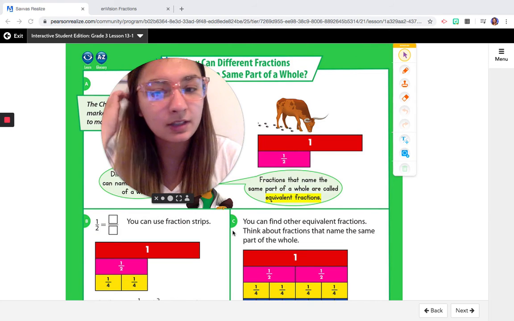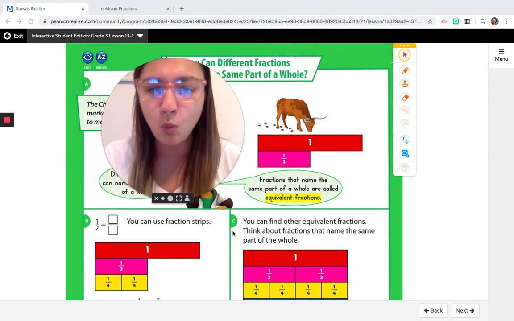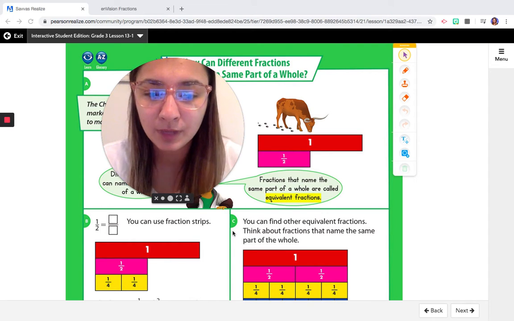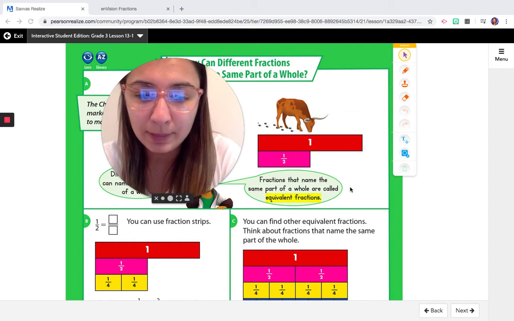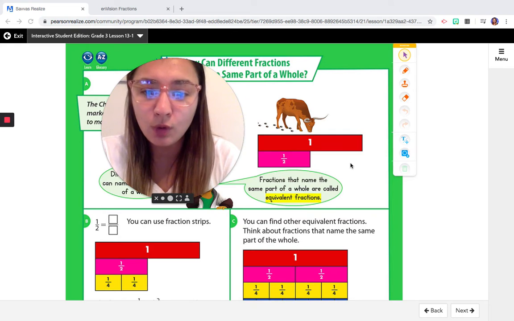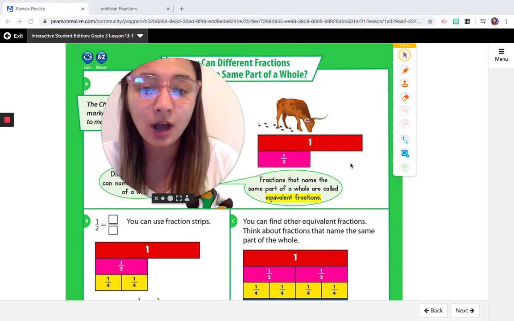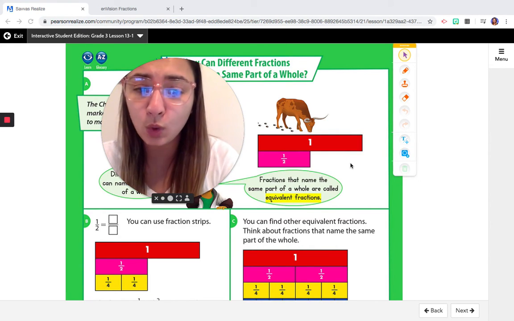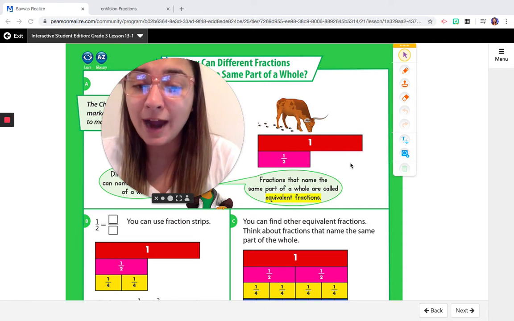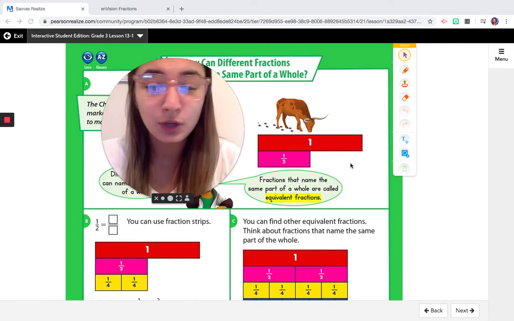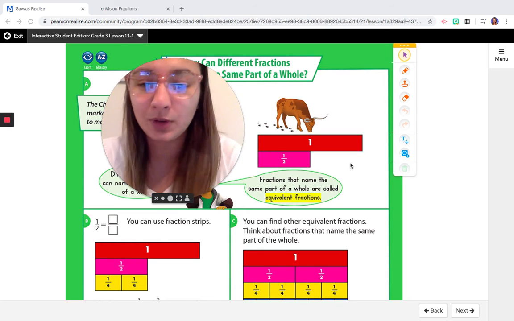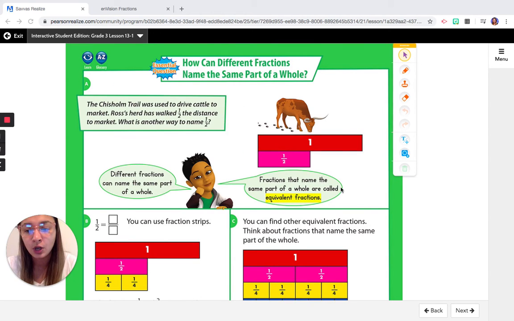So before we get into the problem, we need to figure out what an equivalent fraction is. I'm going to focus right here on this little green bubble, and we already know that fractions are a part of a whole. So equivalent fractions are fractions that name the same part of a whole. That may be a little confusing, but we will get into it.